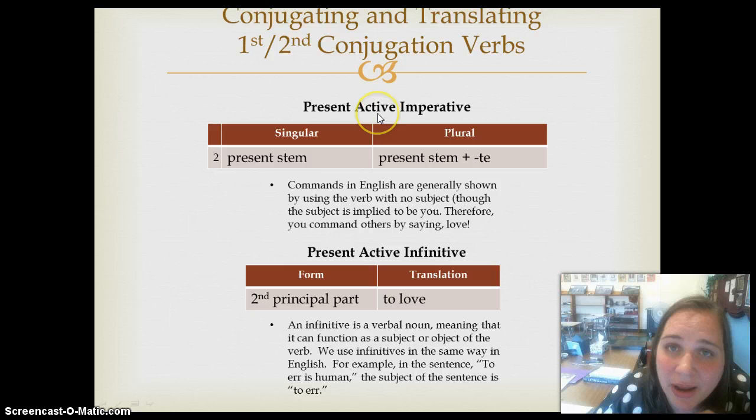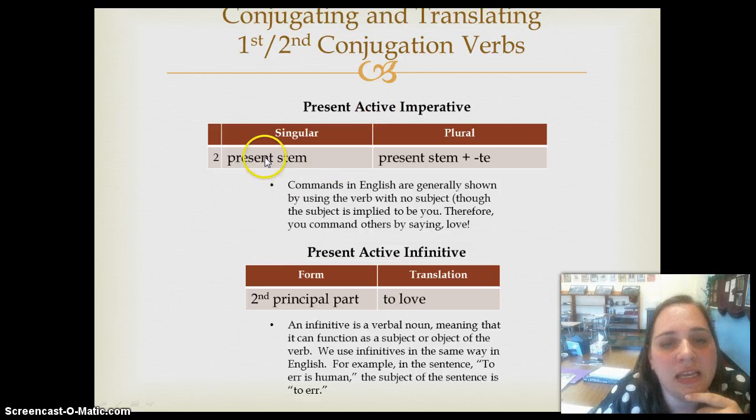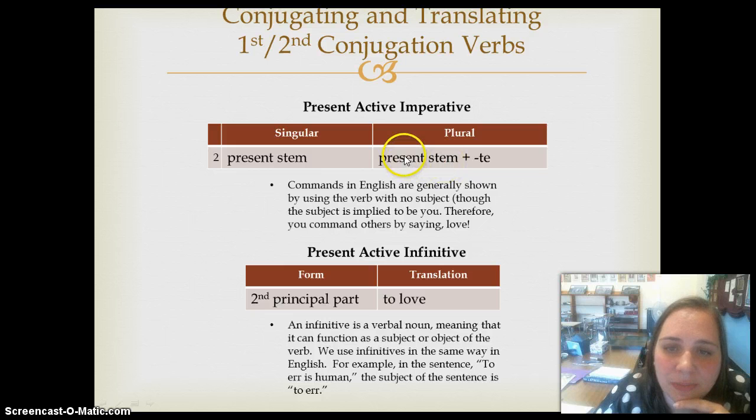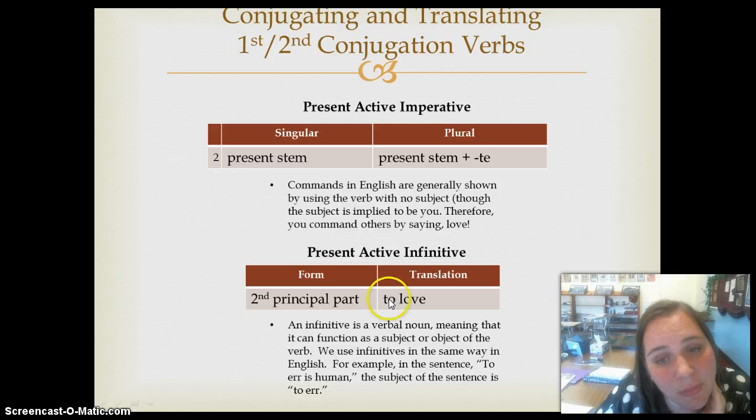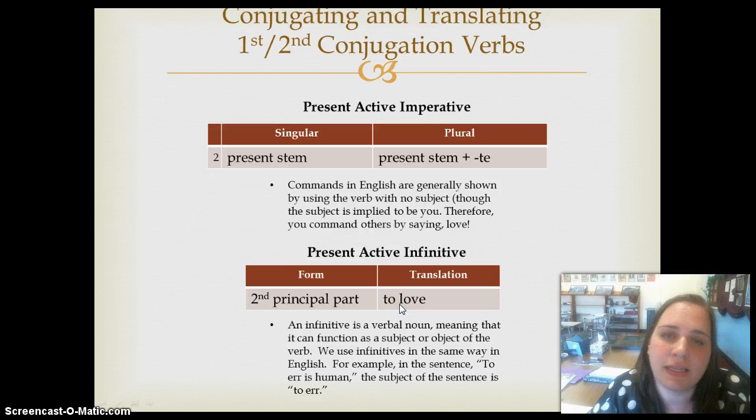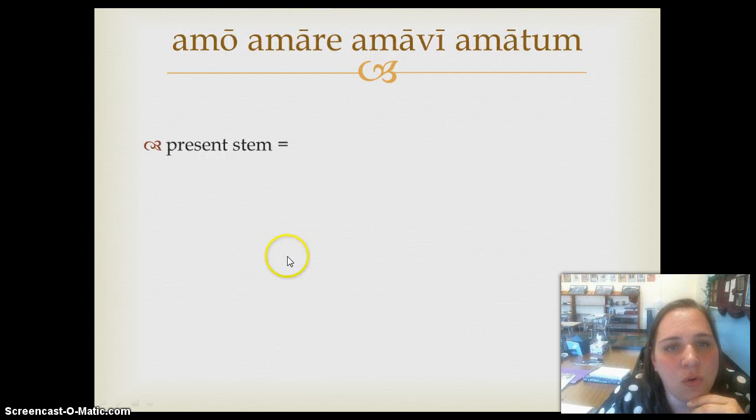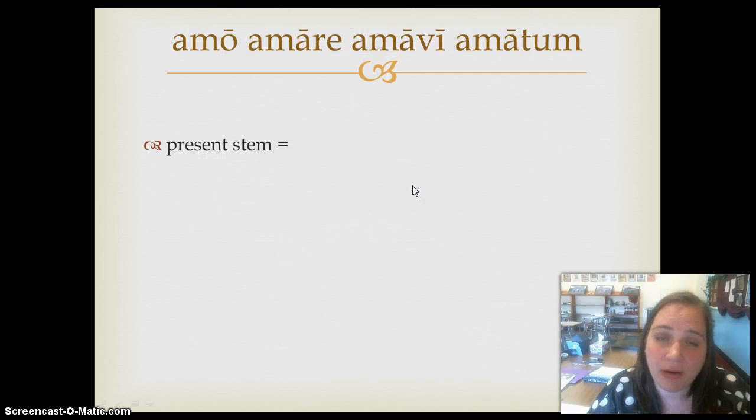You can also form the imperative. The imperative is a mood that tells command, right? The singular imperative is the present stem. The plural imperative is the present stem plus the ending te. The second principal part is the present active infinitive, and present active infinitives translate to whatever, okay? I now go through a paradigm of the first and the second conjugation.